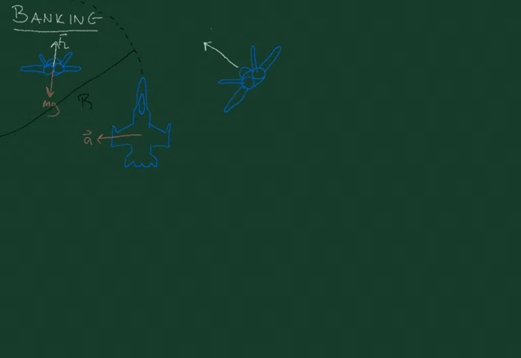So now the lift is coming up from the wings, and it's pushing the plane upwards, which is actually up and to the left. Because recall, we still have gravity acting straight down. And now this lift is going to be making some angle theta with the vertical.